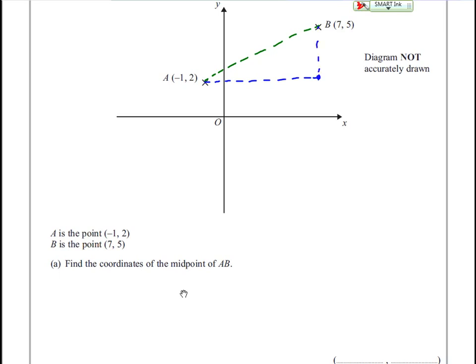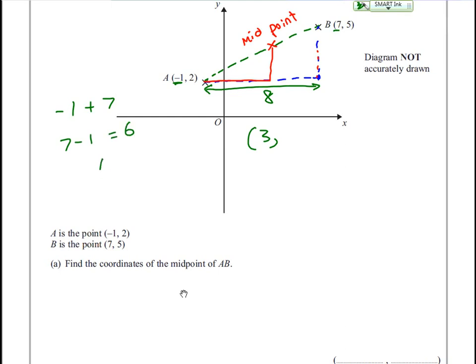So we need to think, well, how far across is this? This is from minus 1 to 7. If you want to find the middle of minus 1 to 7, it goes 8 across, so the middle is going to be at 3. Another way to do this, a quick trick for you, is add them together. Half it, 3. Okay, we get the same thing.